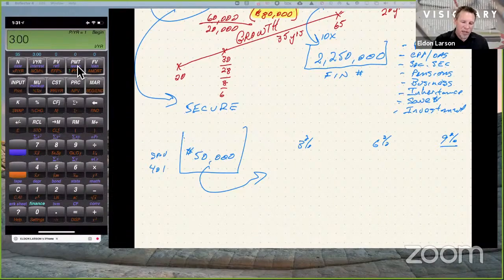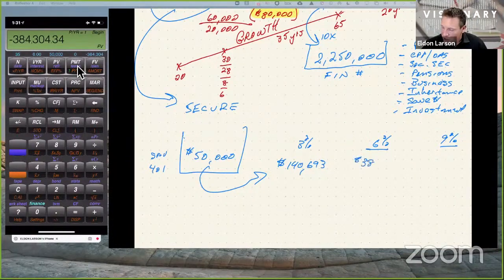So you take your financial calculator, you go 35 years, 3%, take that 50,000 present value, adding nothing to it, and that money would grow to $140,693. What would happen if it grew at 6%? Most people think the money is going to double, and it's $384,304. And people are blown away, right?